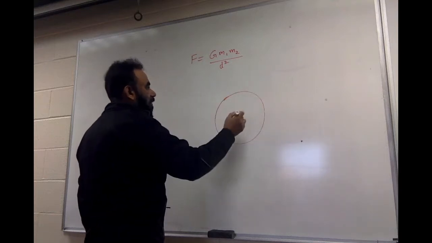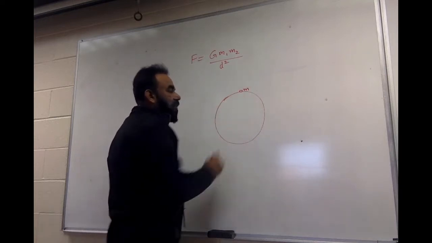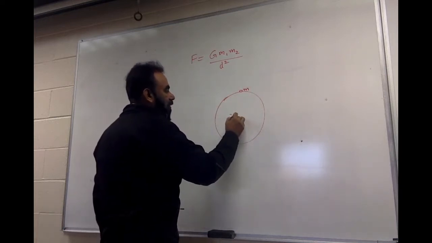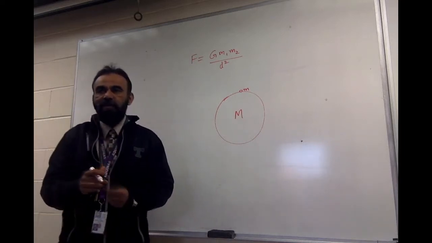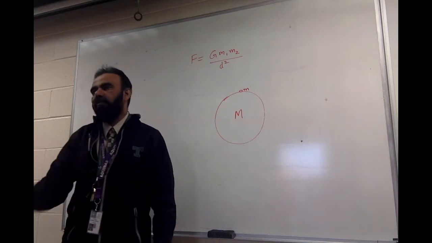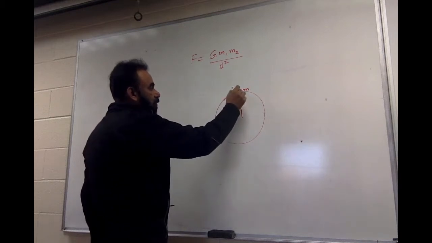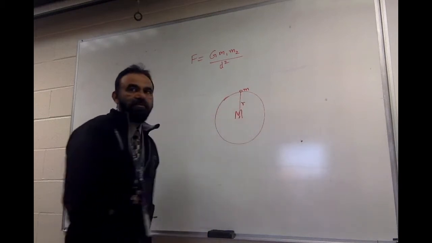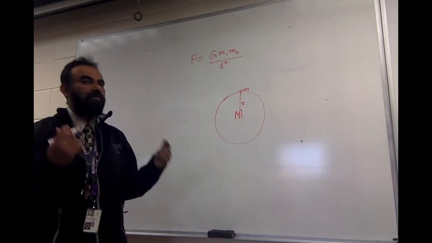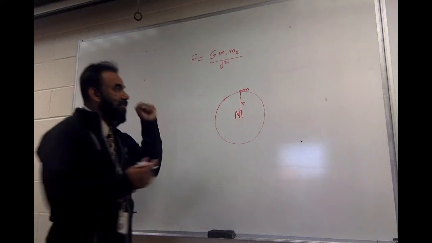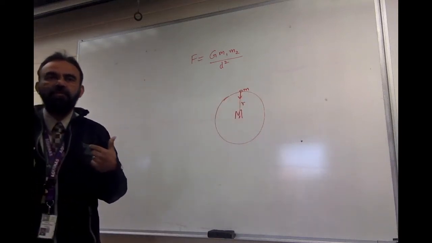Looking at the Earth and an object on the Earth, if the object has mass small m, and the Earth's mass is capital M, so I'm now using not m1, m2, I'm just using small m and capital M. Obviously, capital M is suitable for the Earth and small m for me. And the distance between me and the Earth right now is just the radius of the Earth. So now, using this equation, what is the force that is actually acting on me?